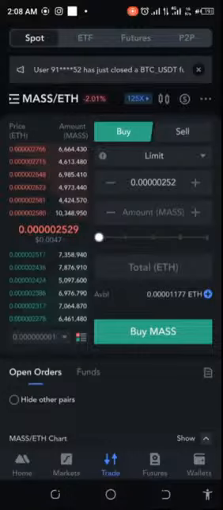Yes. So what do we have here? We've got MASS/ETH. Alrighty. So let's see how we're going to go about this, right? We'll need to buy MASS, let's just say MASS/ETH, and then we're going to change that to MASS/USDT to get our profit. But first of all, we'll need to get ETH, okay?